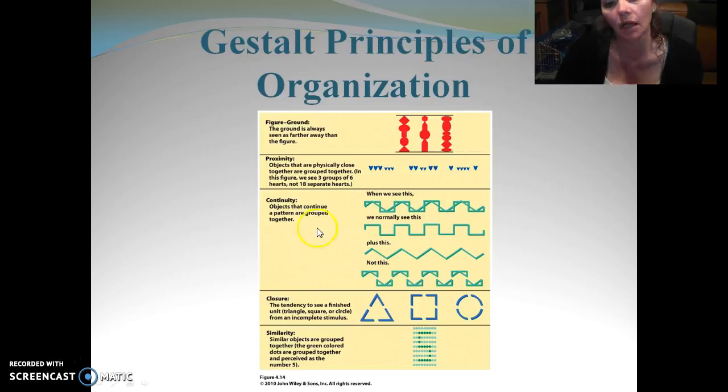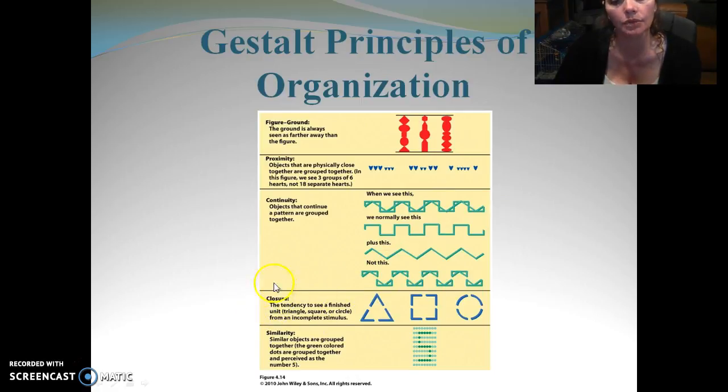We also see continuity, so we tend to follow lines. We don't see each individual separate line. We see the continuity of this line going together, of this line maybe going together, right? We don't see these individual chunks.